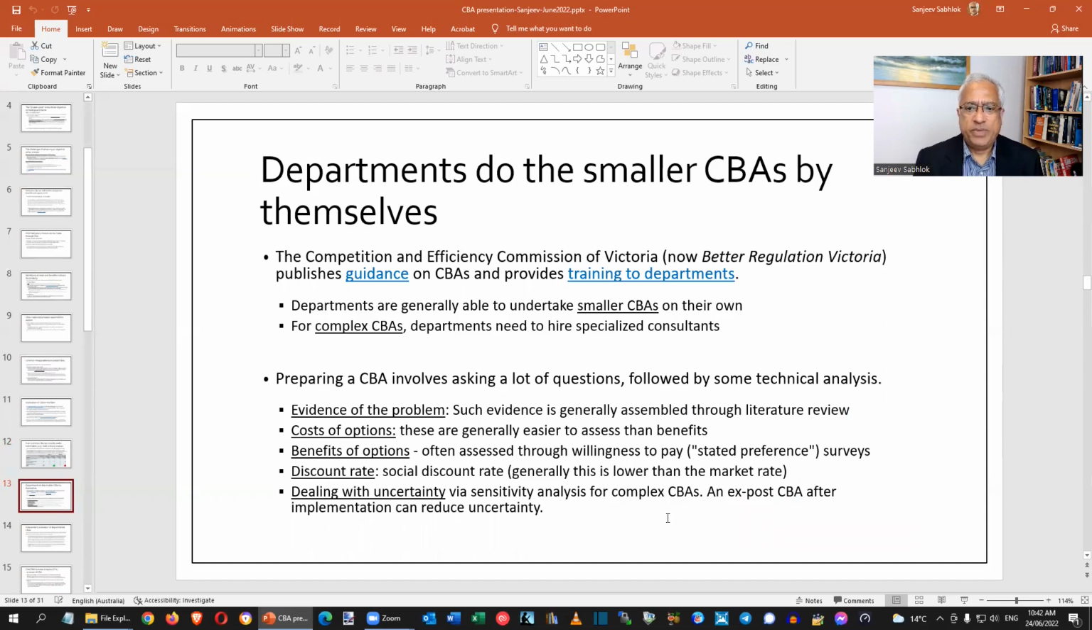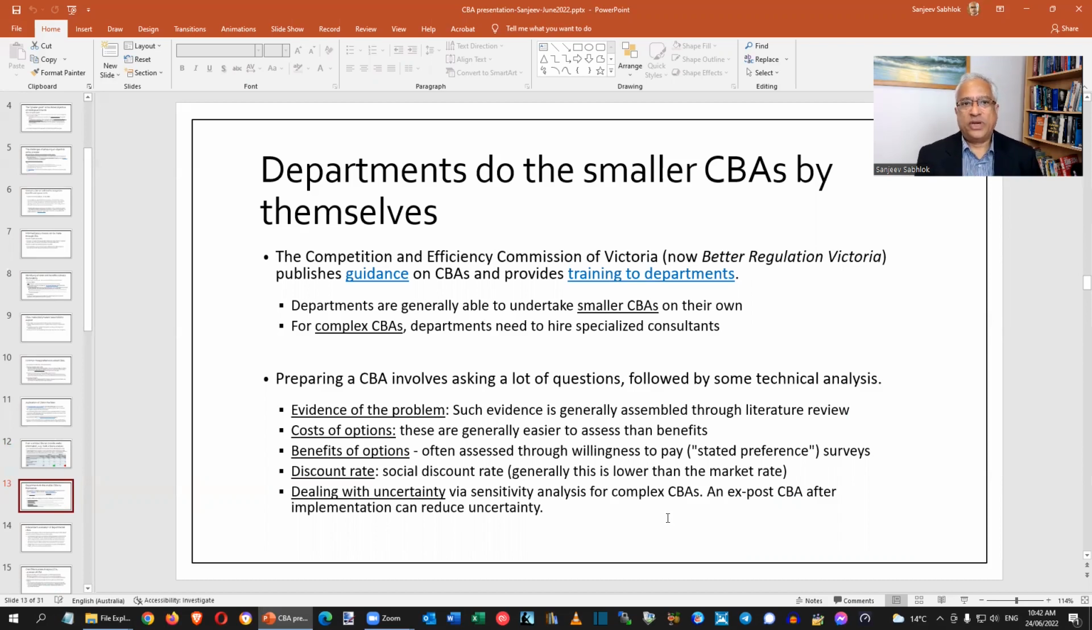So how do we do a CBA? We need to have evidence of the problem. And so that is done through literature survey. We look at the entire published literature, peer-reviewed studies, and then try to find out what exactly is the magnitude of the problem. We look at the options that people are suggesting that can be done. In terms of options, we notice that the costs are generally easier to assess than benefits. But of course, as I mentioned, costs are not always properly identified. So the first thing is to identify them properly.